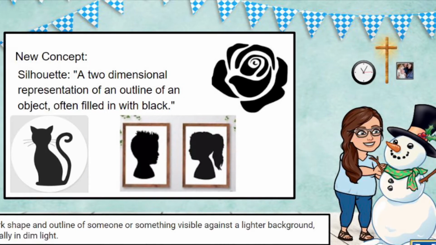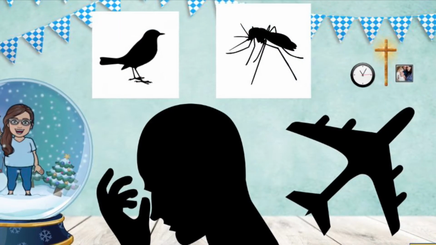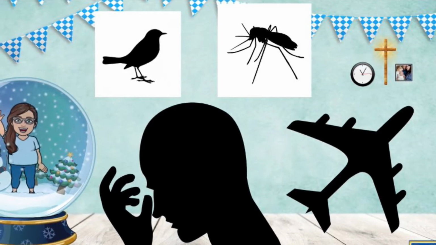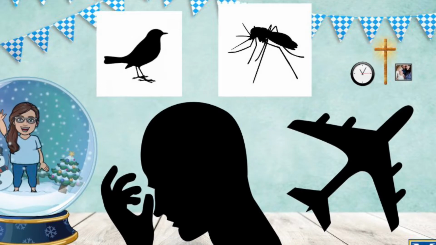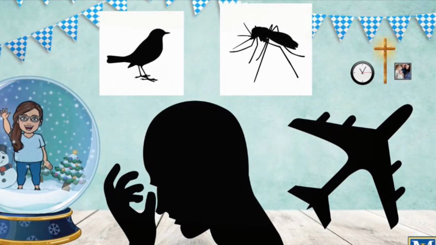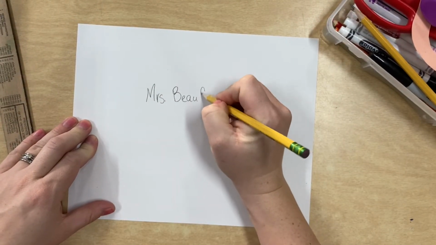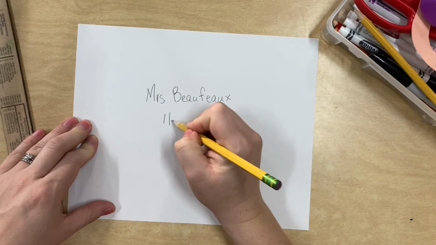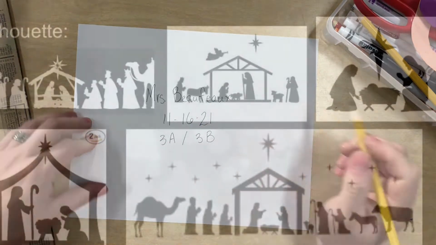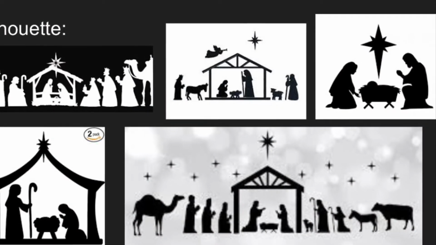Let's look at a few more examples. So again, to be a silhouette, we don't want a lot of details on the inside. We only want to see the outline filled in with black, like this airplane, mosquito, bird, and human hand. To get started with our project, we're going to do as we always do in landscape orientation this time. Start with your name, date, and class on the back of your image. The main subject of our image today is going to be the Holy Nativity.